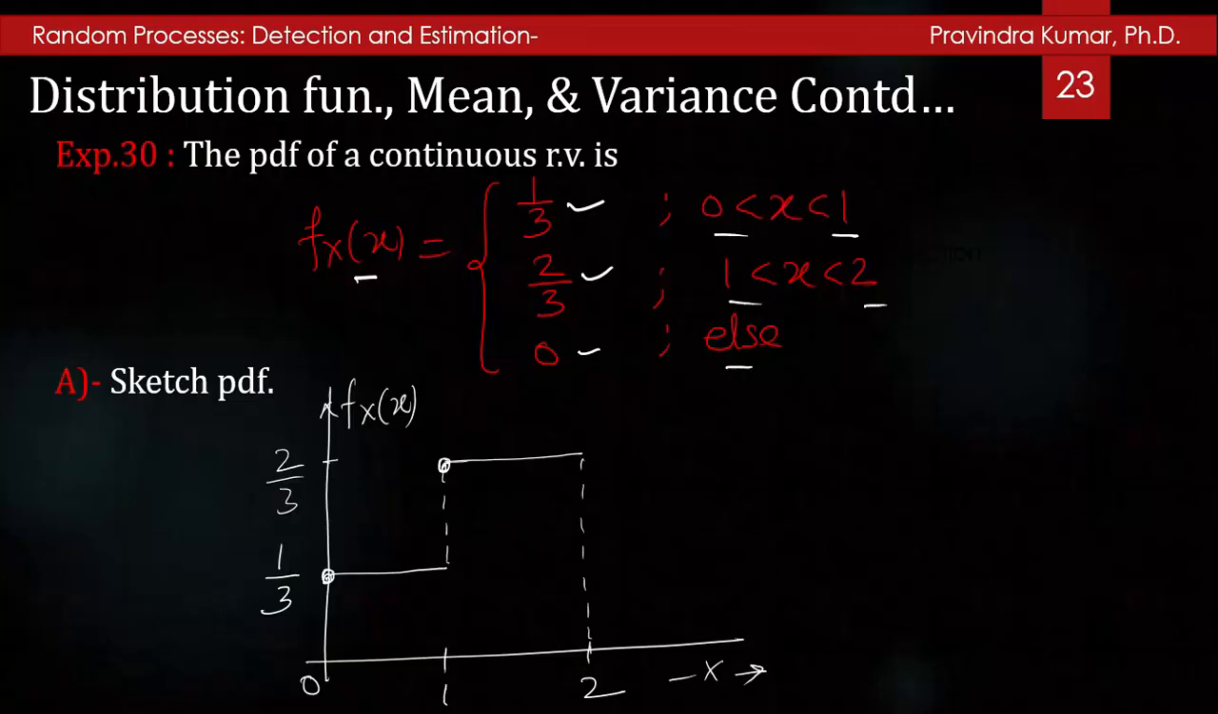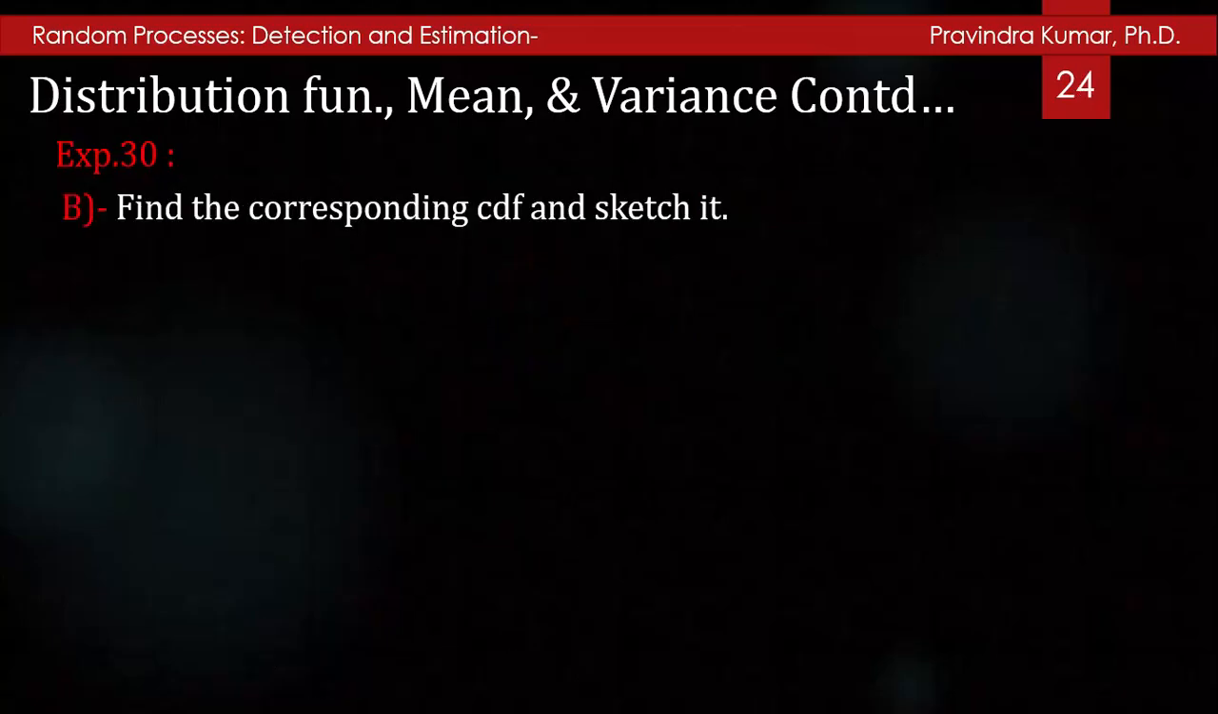When x lies between 0 to 1, the value of the PDF is 1/3. So here it is 1/3 from 0 to 1. And when x is between 1 to 2, the value is 2/3, else it is 0. So here and here it is 0. So you can see that there is a jump at 1, and the jump is 1/3. Now find the corresponding CDF and sketch it.